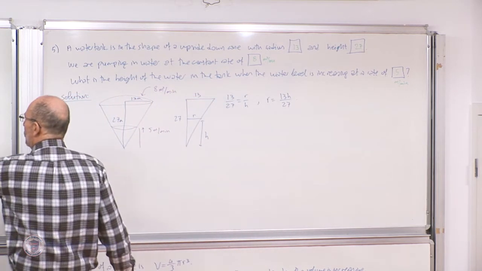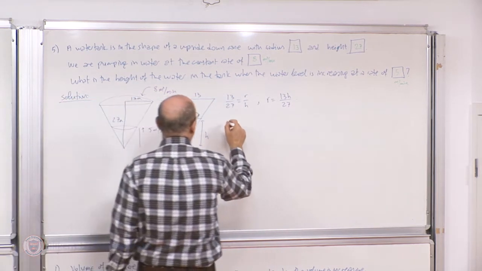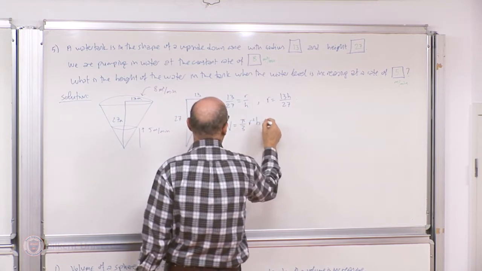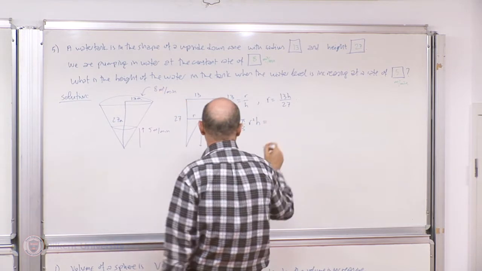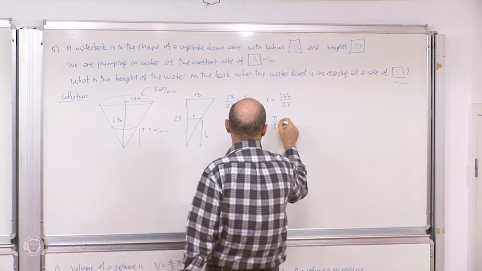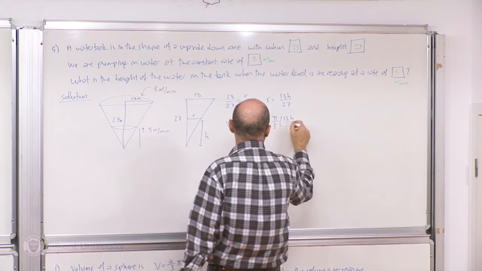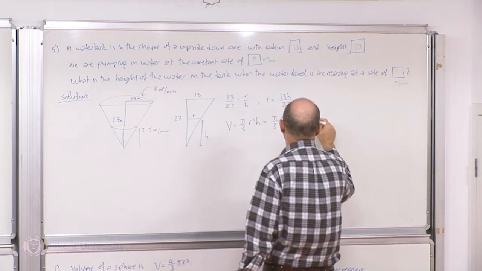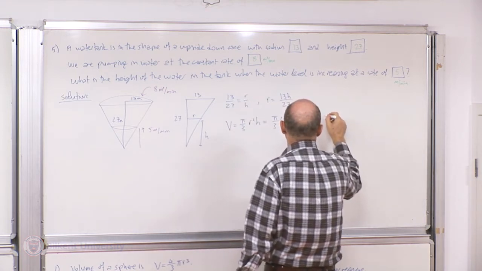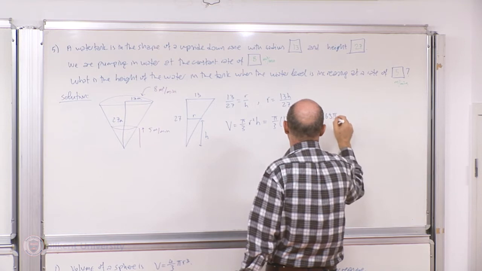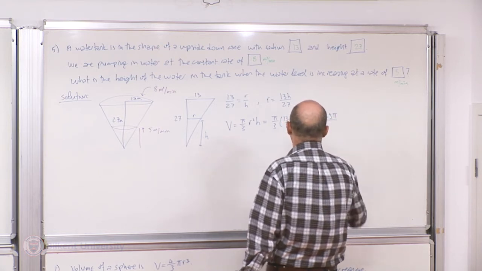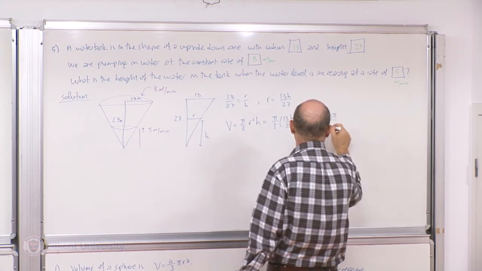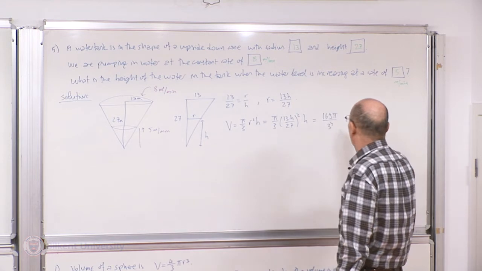Okay, so I write the volume. Volume is pi over 3 R square H. Then I substitute in: pi over 3 times 13H over 27 squared times H. So this is 169 pi over, I don't want to do this. So this is 3 to the something times H cube.